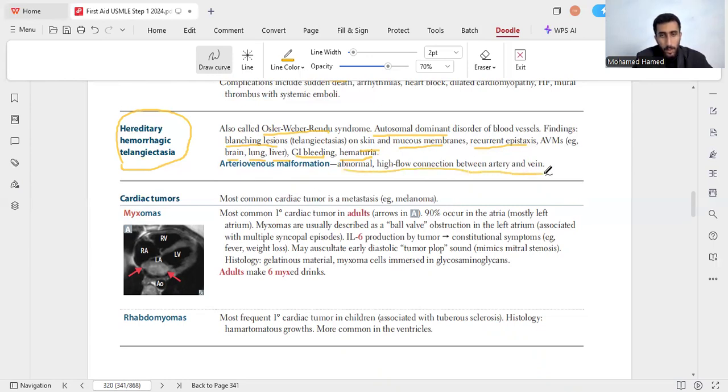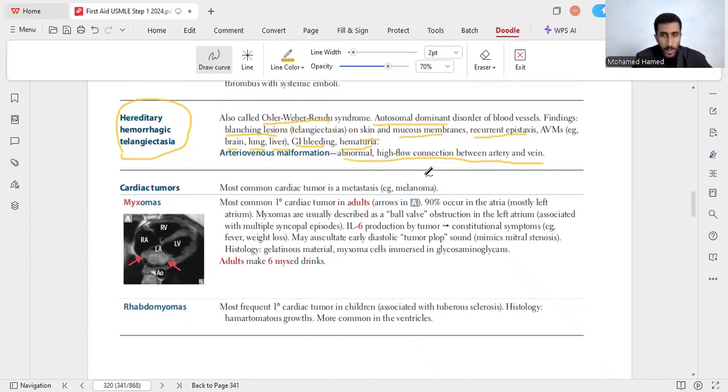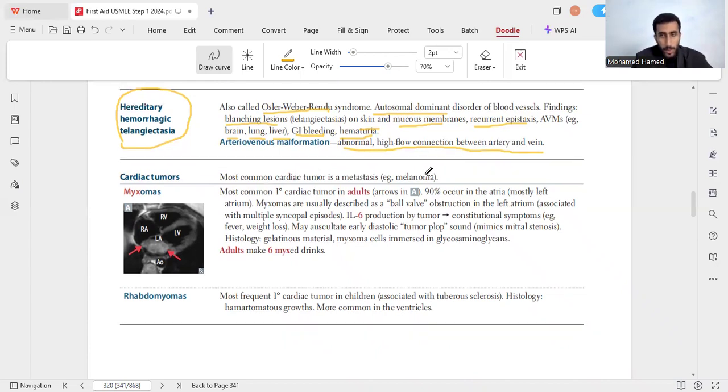Arteriovenous malformations are abnormal high-flow connections between the arteries and the veins. Instead of the arteries going into arterioles and getting smaller until they make a connection with the veins, there may be a high-flow direct connection between the arteries and the veins. So this in essence is arteriovenous malformation, which may be found in hereditary hemorrhagic telangiectasia.